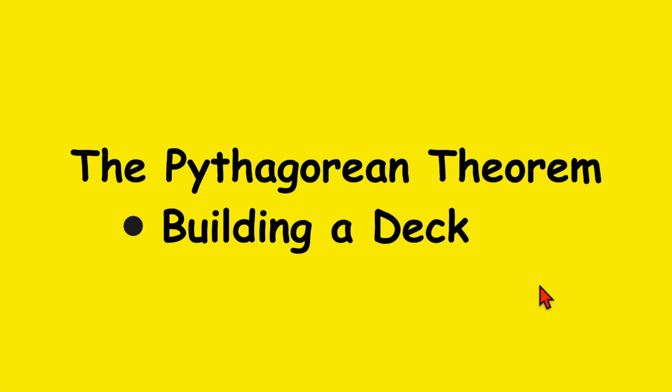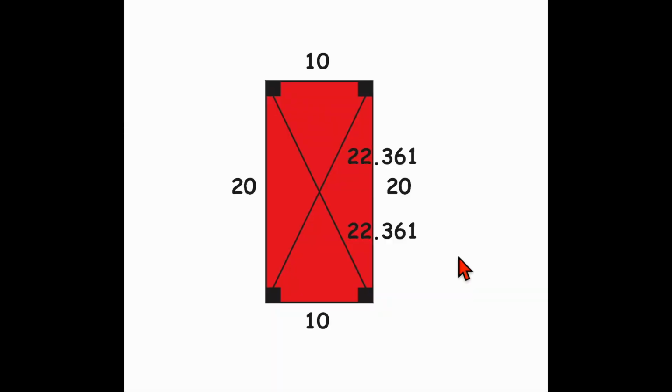This is a video on using the Pythagorean theorem to build a deck along the side of a house. This is the top view of that deck. It's 20 feet along the side of the house, and it comes out from the house 10 feet along these two boards, and this is another 20-foot board on the other side of the deck.